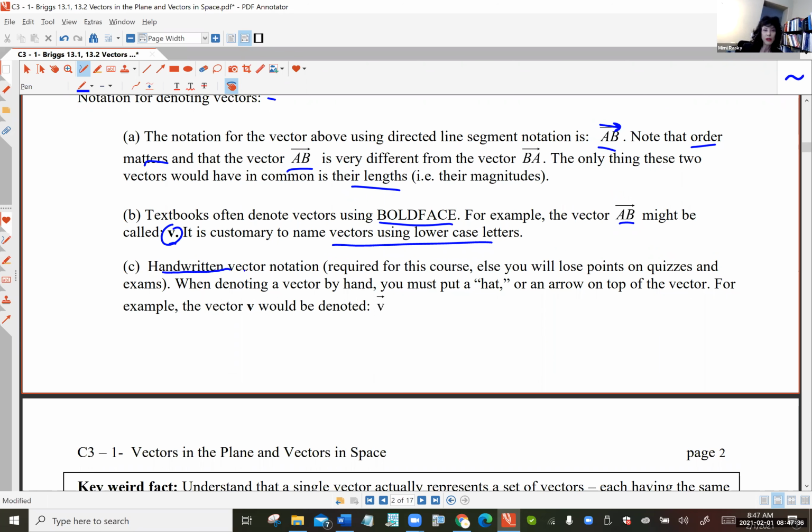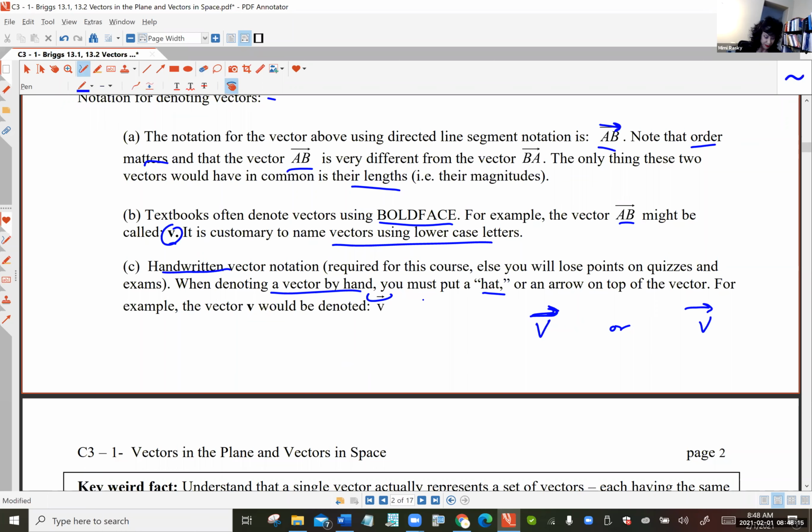Now when you do handwritten vector notation, it's required, otherwise you're going to lose points on quizzes and exams. When you denote a vector by hand, you got to put a hat on it, put the little arrow on top. So for example, I do it like this, so it doesn't look like a full arrow. I'm okay with that. Or if you want to put the full arrow like that, that's okay. But if you just write v without the little arrow on it, I'm going to dock you 1 point every time you do it. So let's say on your exam, you had to write it down 20 times. I could take away 20 points from you for not doing your arrow. That's not good.